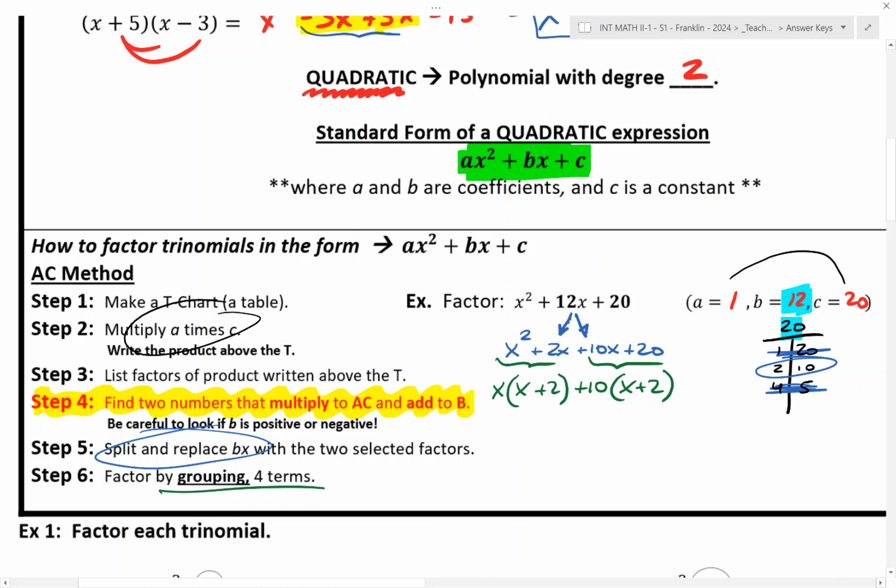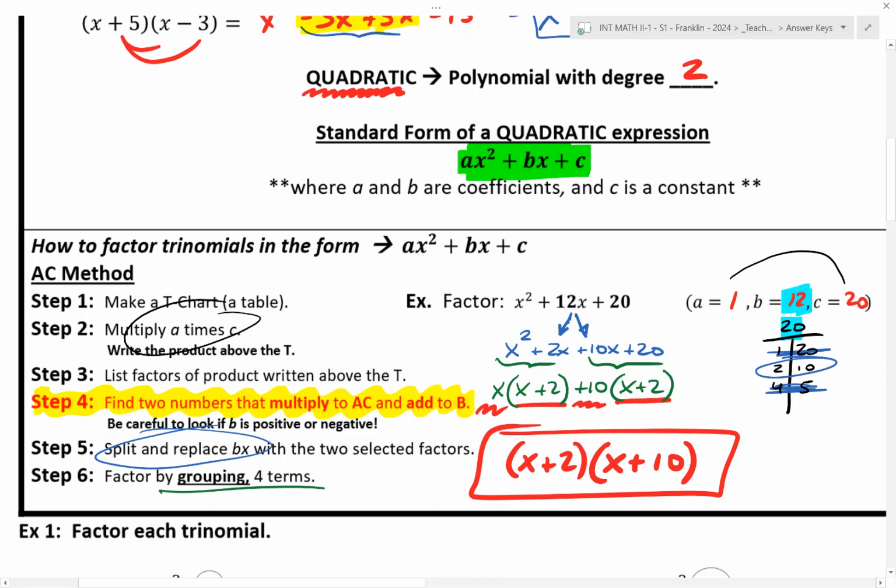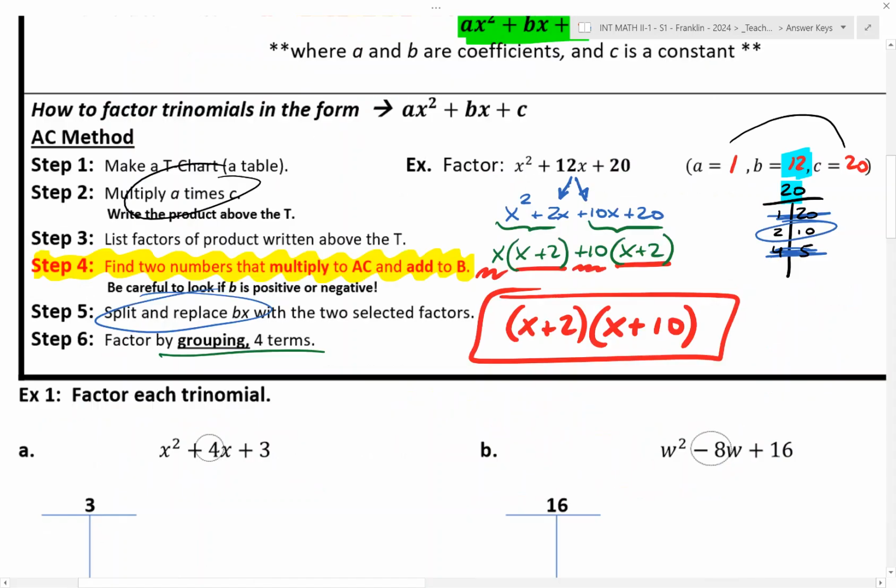And now I can write my final factored form. So x plus 2 is our twin expressions there. X plus 2 comes out, and then x plus 10 is what is left over. And that is the fully factored form for this expression. All right, so let's do a few more.